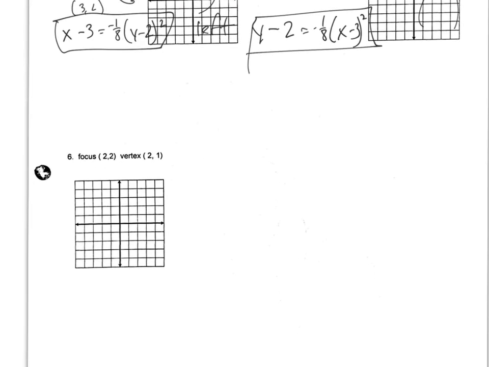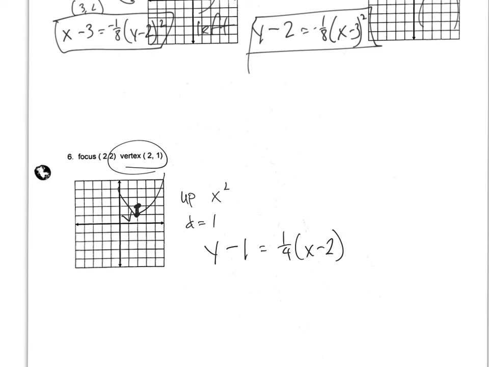Now for the last one, the focus is at 2, 2. The vertex is at 2, 1. That's your vertex. So this thing goes up. It goes up, so that tells you x squared. And the space between these 2 points gives you the fact that d is 1. So up and down is your regular old y equals x squared, just like the one we just had. So we have y minus the y value of the vertex. Again, pay attention to that. And this is going to equal 1/4 times x minus 2 quantity squared.